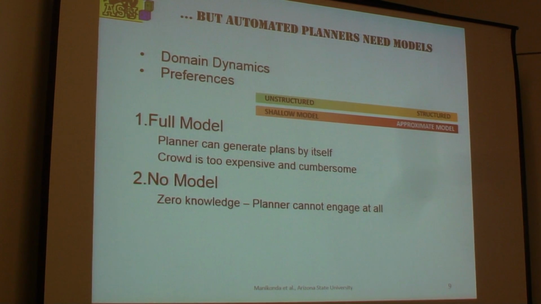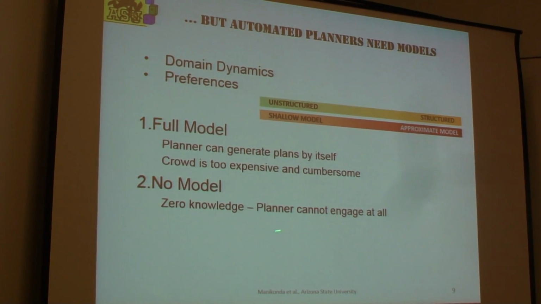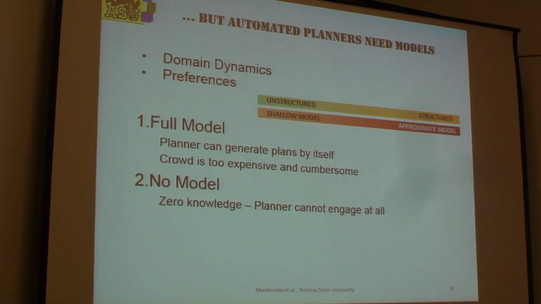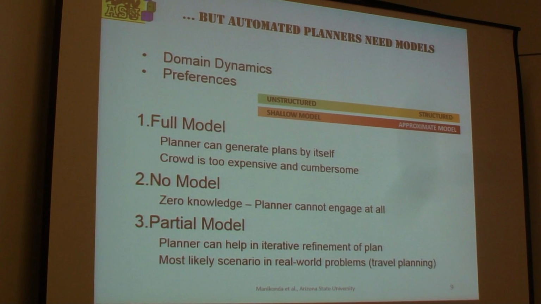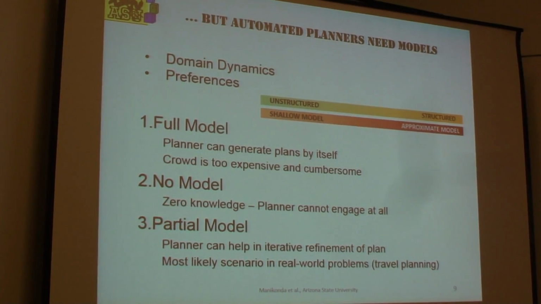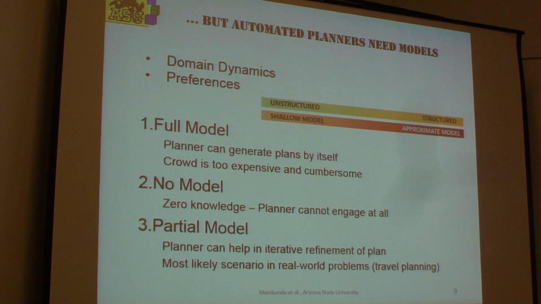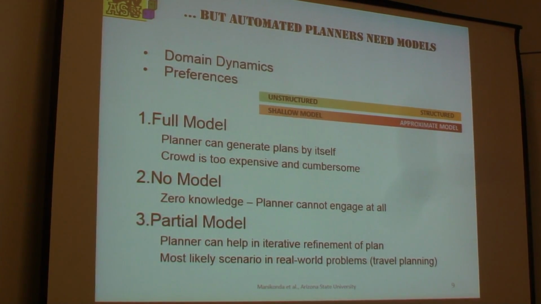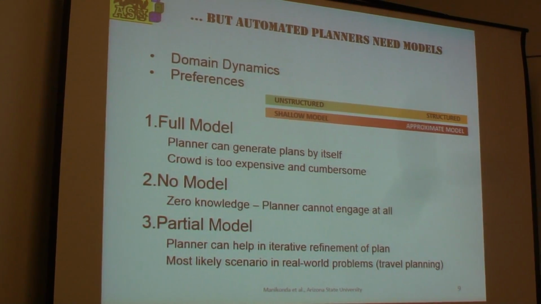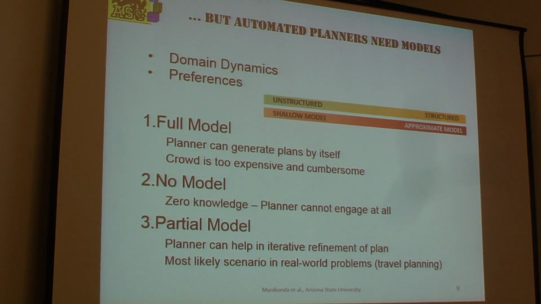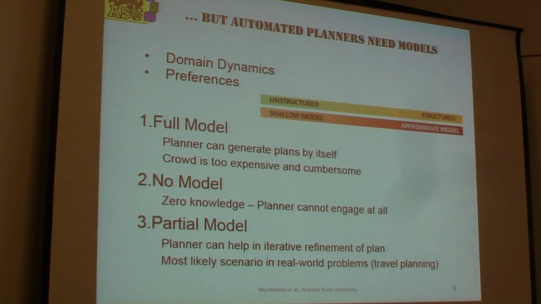The opposite end of that is that you assume your planner has no knowledge, it has no model. But then that's pointless. I wouldn't be here talking to you because the planner has no role there, right? You just have to do the best you can with humans. The really interesting case is when the planner has a partial model, which is when you try to come up with what is the best thing that the planner can do. What are the things that you can take full advantage of. And this is likely to be the most likely scenario in real world problems, right? So travel planning, but a bunch of other problems as well.